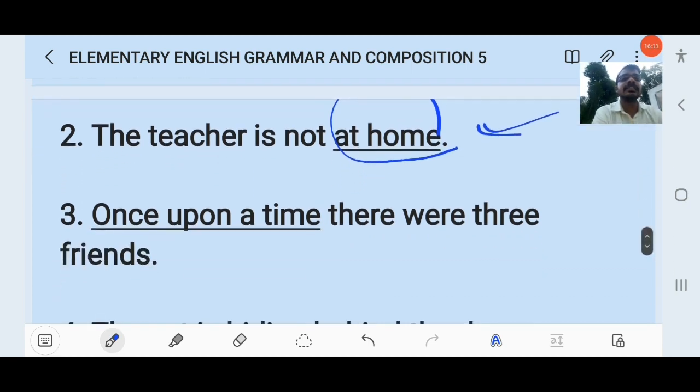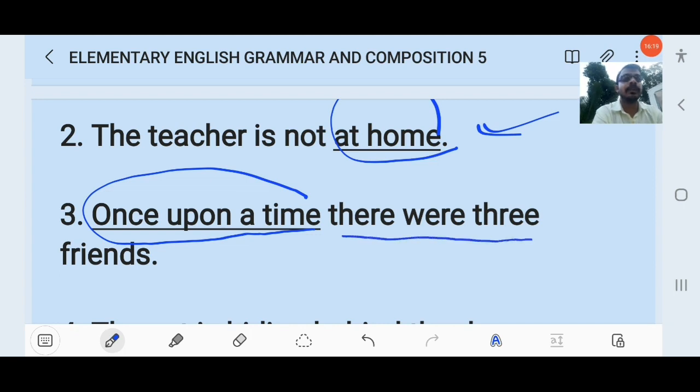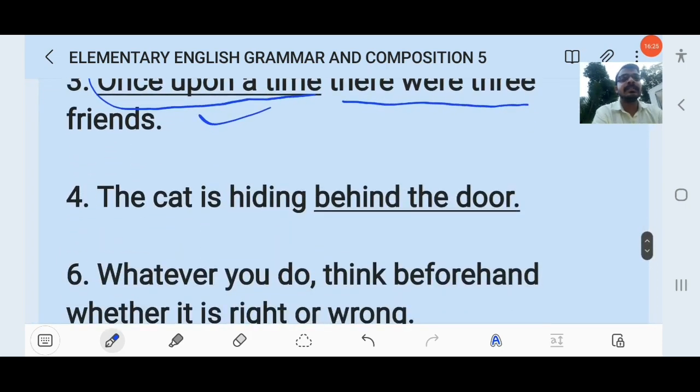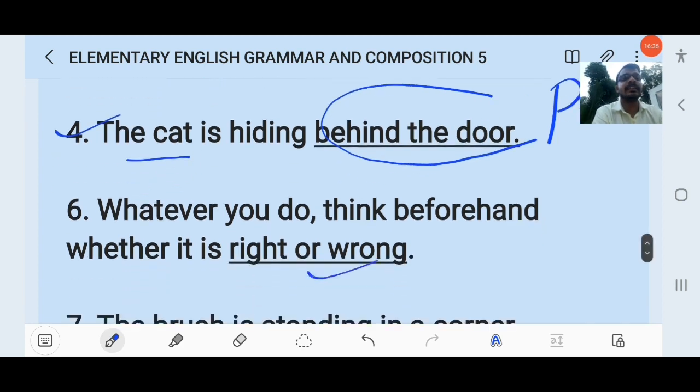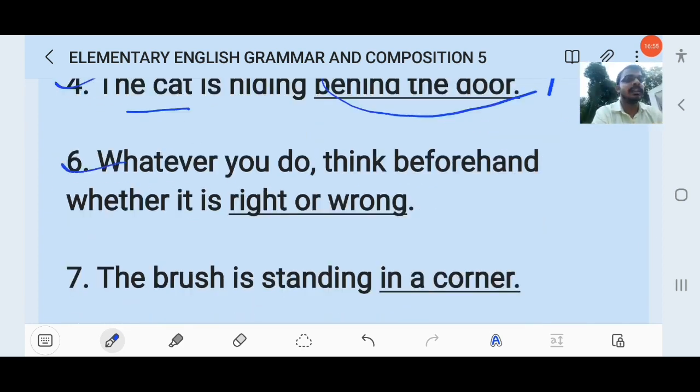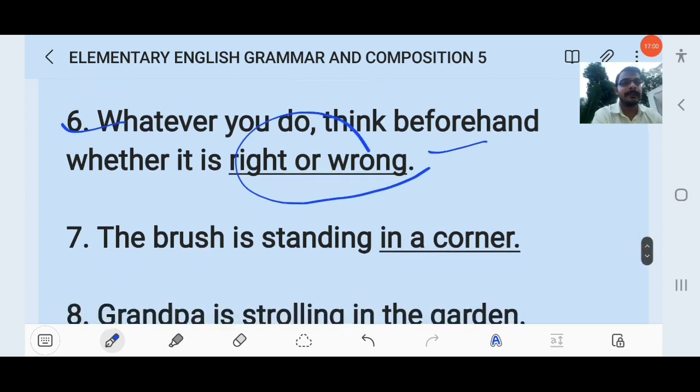The next here, once upon a time. So here, once upon a time there were three friends. So once upon a time, this is a phrase, but when we add other group of words, there were three friends, it makes a complete sense, right? The next here, behind the door. The cat is hiding behind the door. So here behind the door, this is a phrase, but when you add other groups of words, it makes a complete sense. The next here, right or wrong. Whatever you do, think beforehand whether it is right or wrong. So here right or wrong, this is a phrase. The next here, the boss is standing in a corner. So here in a corner, this is a phrase.